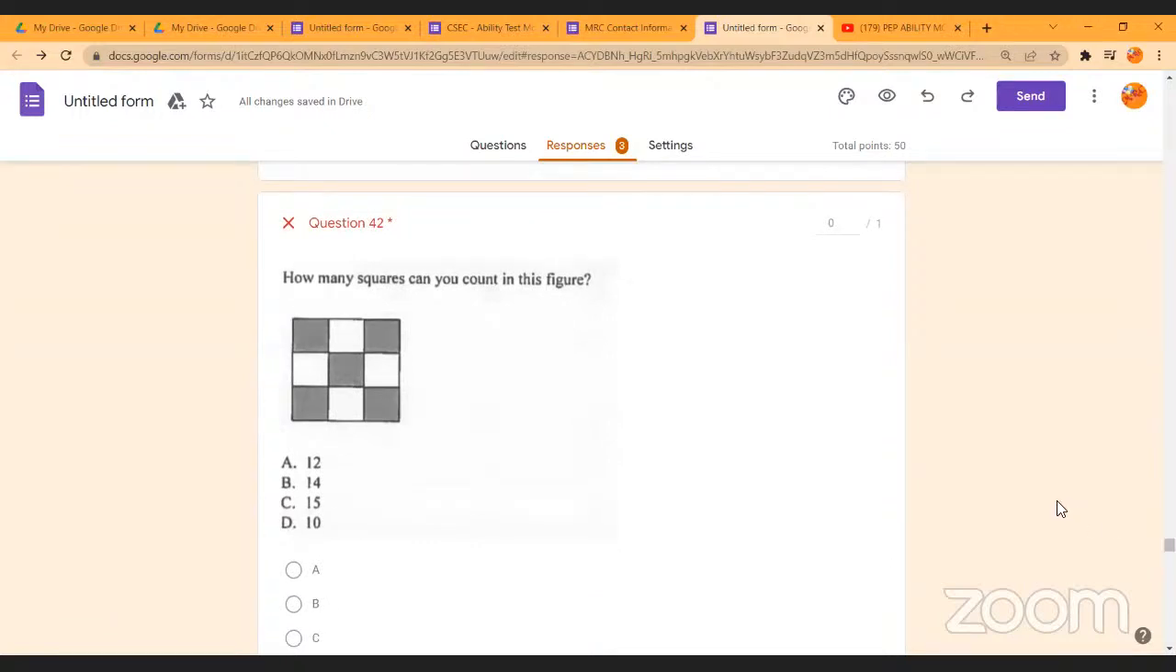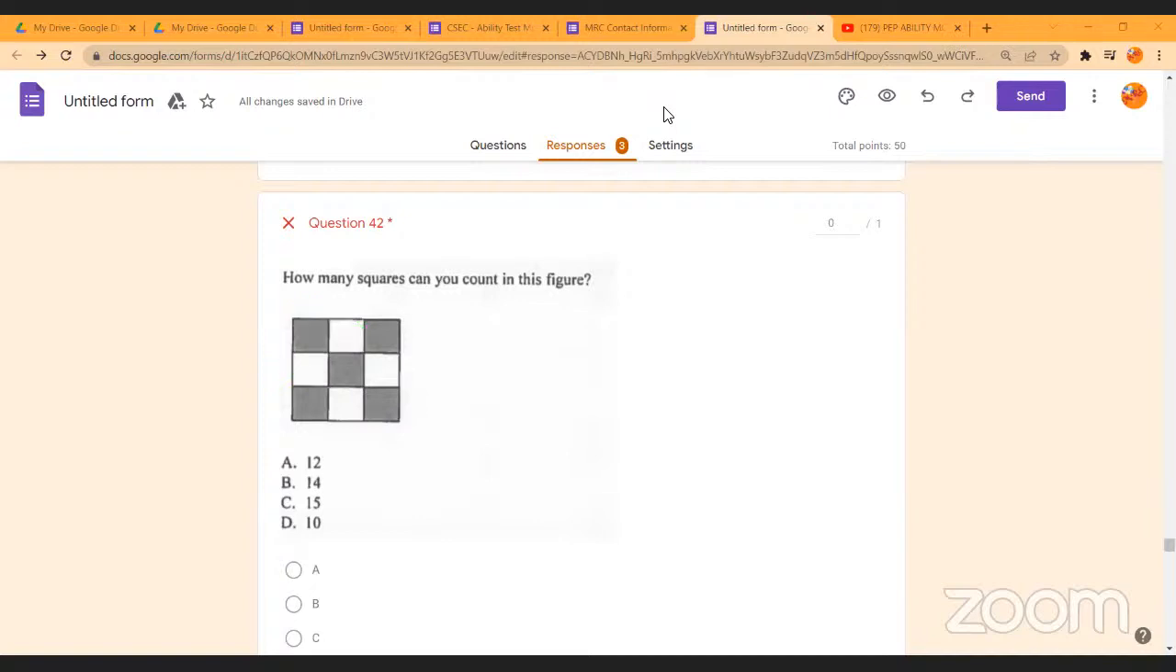All right, read for me, Michelle. Yes, miss. Read this one for me. How many squares can you count in this figure? 1, 2, 3, 4, 5, 6, 7, 8, 9, 10. 10 squares. They have 10 small ones. Then you have this one, 11. They have that one.